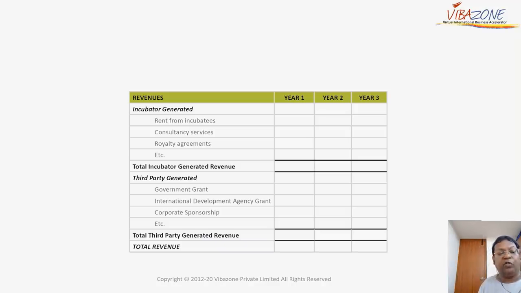Now, how would you generate income? These are some of the ways you can generate income. The first one is actually you can rent your space to your incubatees. The incubator can do consulting services, and the incubator can have royalty agreements with the incubatees. So these are some of the examples of how you would generate income. And then third-party generation of income would be through government grants. But these are usually one-off. You will not continue to get them. So you need to ensure that you are always ahead for funding. Very, very important. The moment there are no funds, your incubator will not be able to survive. So very, very, very important.